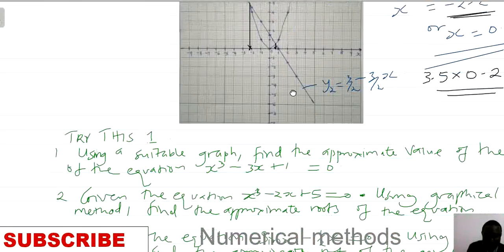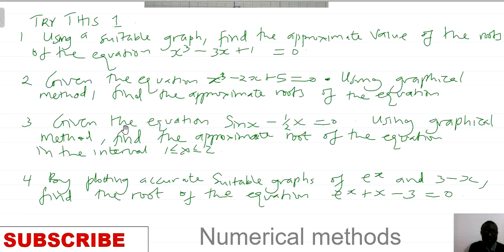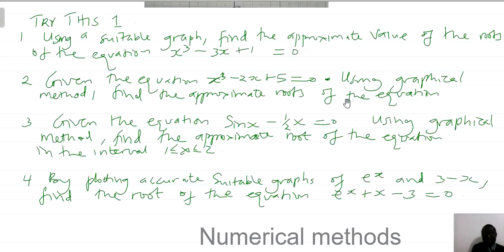Let's have trial questions. Trial questions are here. So let's try them out. Let us practice the knowledge that we have just received. Yes, number 1 is saying, using a suitable graph, find the approximate value of the roots of the equation. Number 2, given the equation x power 3 minus 2x plus 5, using graphical method, they want us to find the approximate roots of the equation. Then again, number 3, they are saying the equation sine x minus a half x is equal to 0. Using graphical method, find the approximate root of the equation in the interval. So here they have given us the interval, unlike the first two questions.